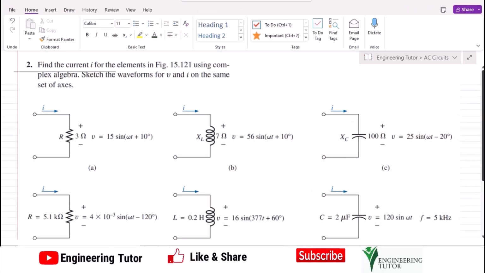Welcome back, guys. So this is question number 2 of our course, and here we have to find the value of current for the elements given in this figure using complex algebra.